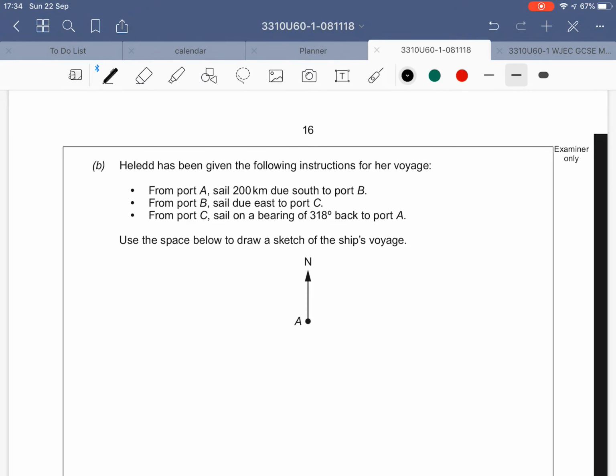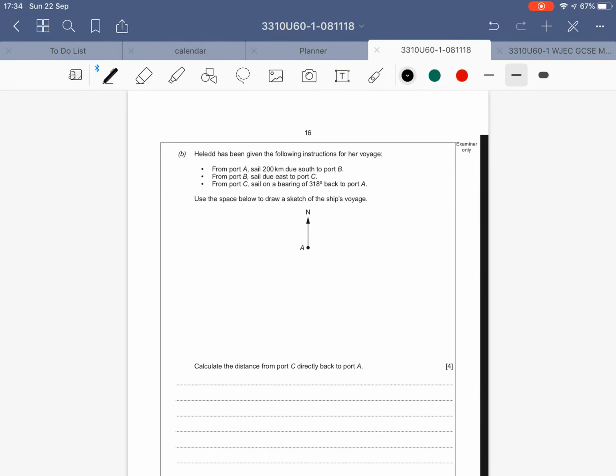Okay, next one. Helid has been given the following instructions for her voyage. From Port A, sail 200 kilometers due south to Port B. From Port B, sail due east to Port C. From Port C, sail on a bearing of 318 back to Port A. You basically draw a sketch, so you don't have to do it accurately, you just want a sketch. So she sails south for 200 kilometers to B. Then she goes east for a bit, we don't know how long, to Port C.